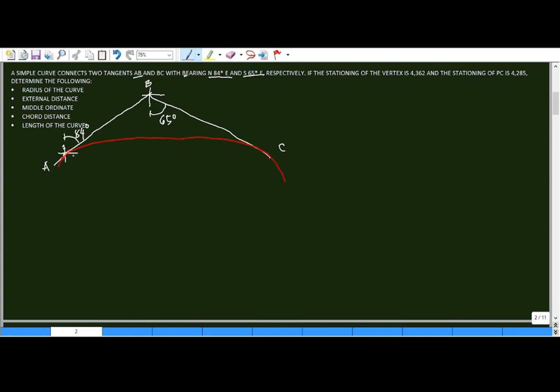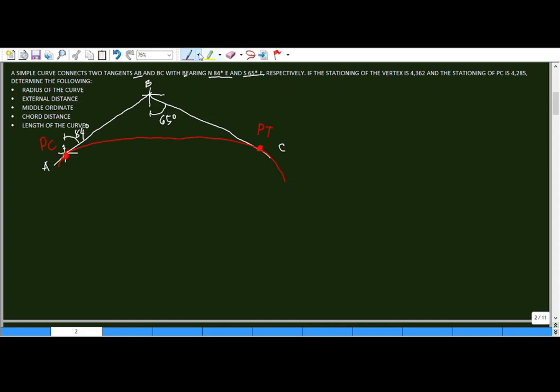Okay, so let my curve be like this. So these are my points. Sabi nga natin kanina, yung point dito, we call that your PC or point of curvature. And this point here is the point of tangency. Okay? So that is my curve.